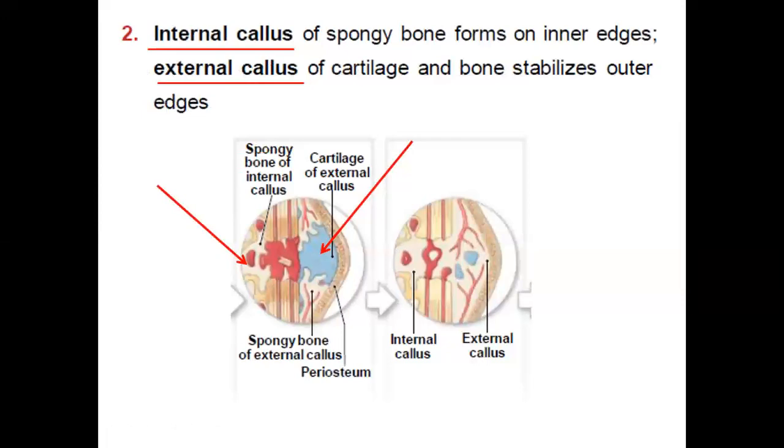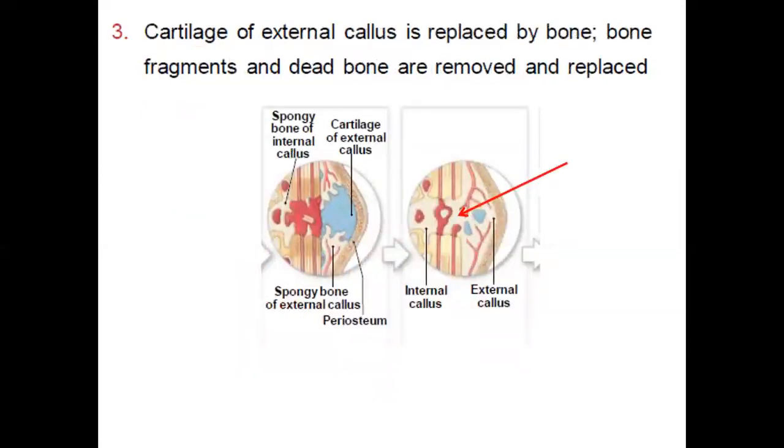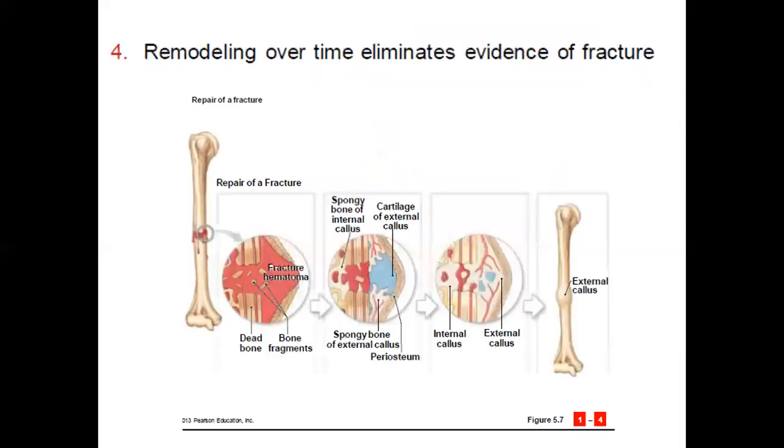This remodeling occurs to make a brand new bone, a connection between the bones. The cartilage of the external callus is replaced by spongy bone, and the bone fragments in the dead bone are removed and replaced. And then over time, remodeling occurs. So now you may be able to put weight on it.